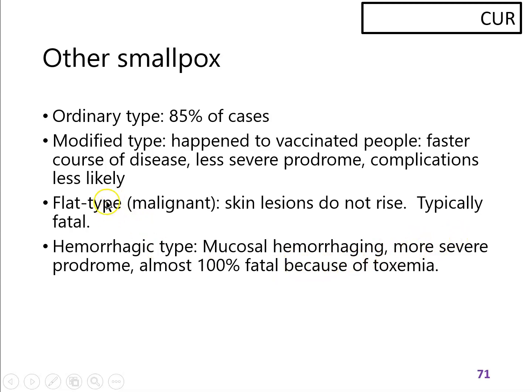But there were these weirder cases. In about 30% of cases would be either the flat type, where the lesions look weird, they don't rise, or the hemorrhagic types, where the lesions get blood in them. And these were the ones that were always fatal. So if a person developed this kind of smallpox, it would move faster and it would kill them. Okay, so that's enough about smallpox. Just never forget smallpox if you are going to be a clinician.